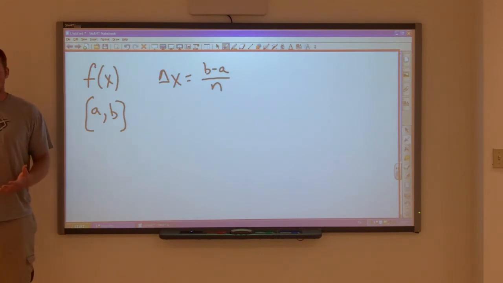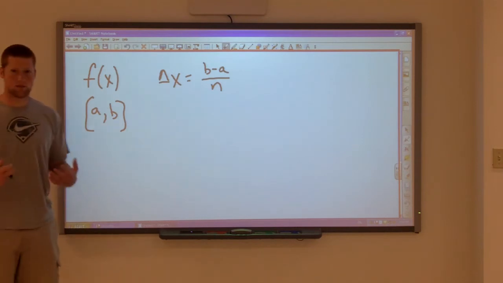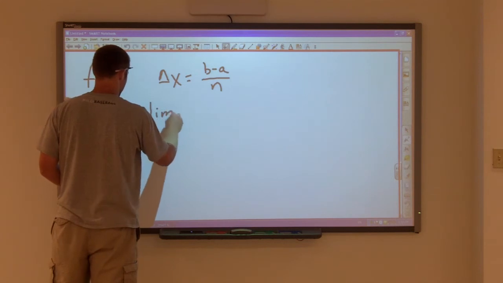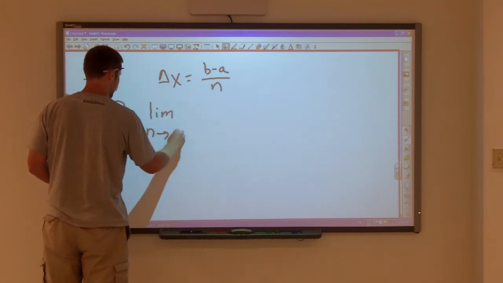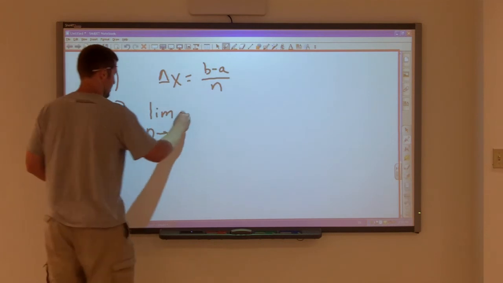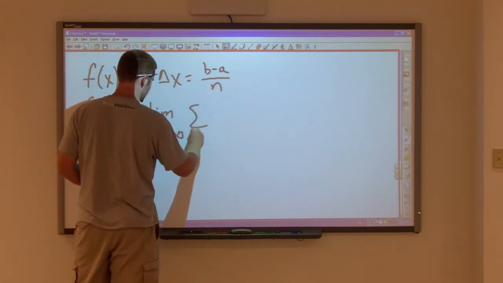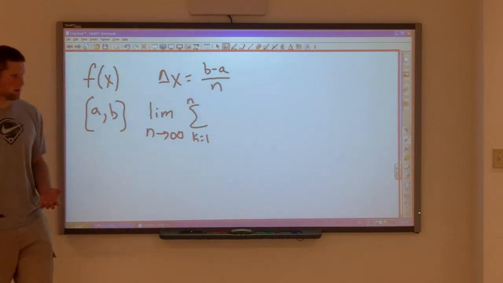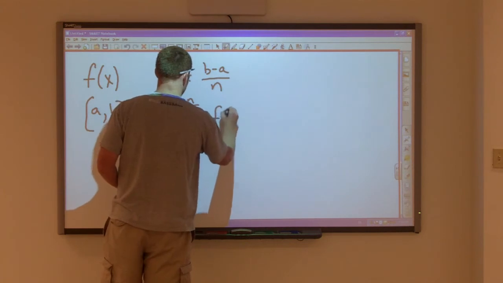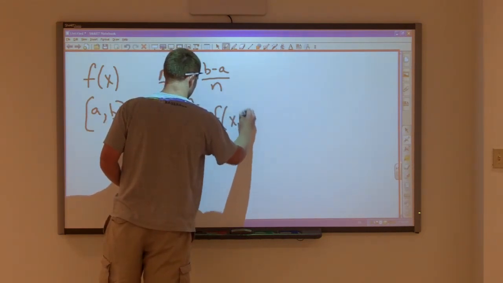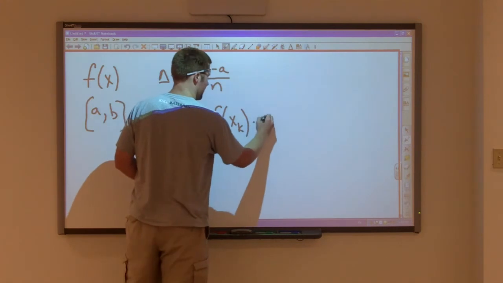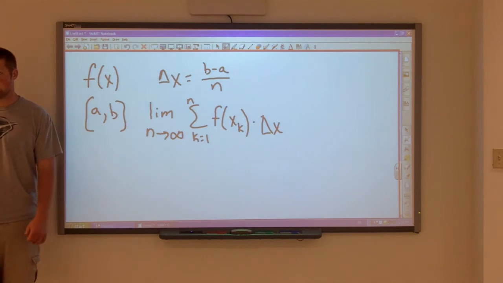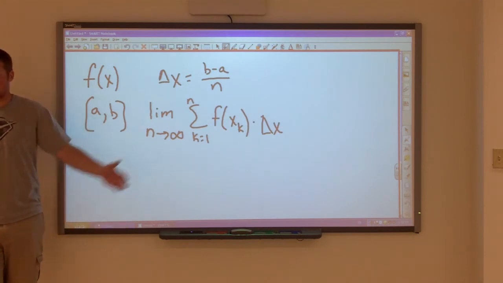So, all we need to do to have infinite rectangles is to take the limit as n goes to infinity. So we have the limit as n goes to infinity of our sum from k equals 1 up to n of our function f of x sub k times the width of each rectangle, which we just said is delta x. So, that is the answer.